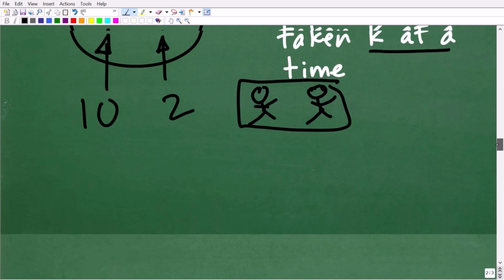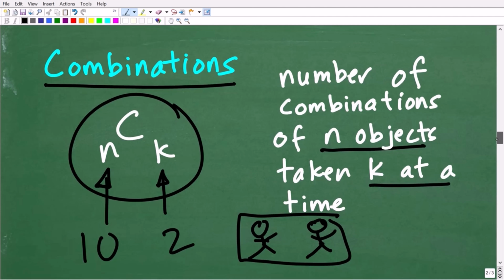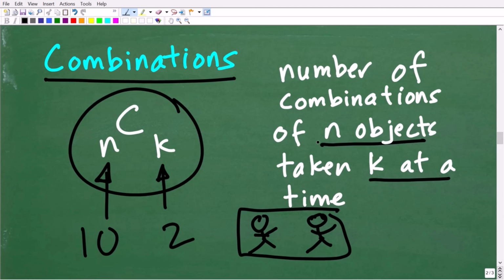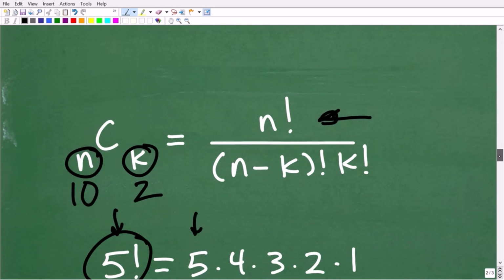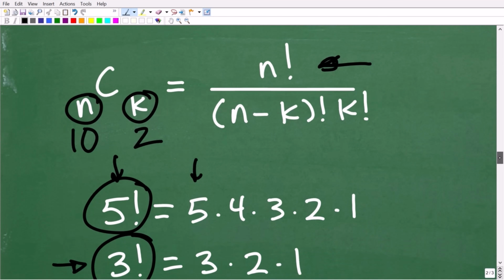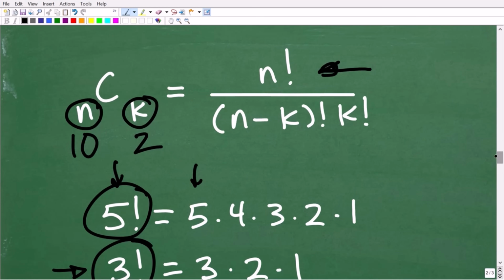So let's just go back up here. Again, the combination nCk is the number of combinations of n objects taken k at a time. We're going to take 2 people at a time. If you want to try to figure this out, maybe pause the video and plug all these numbers into this little formula. You will get the right answer. Of course, I'm going to walk through these steps in just a second.